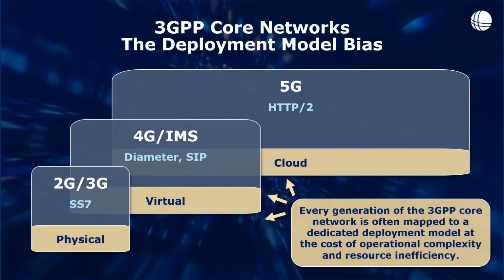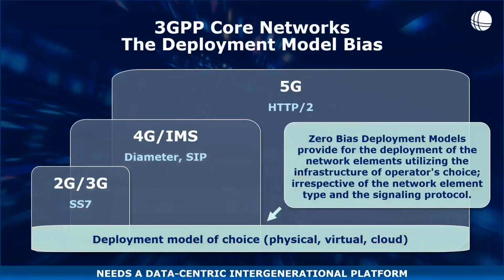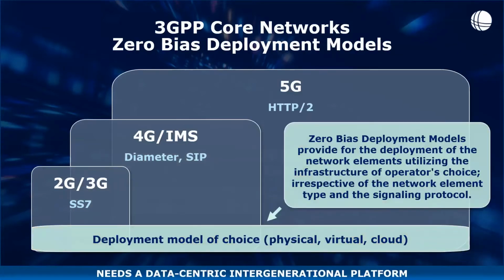Let's advance the slides. So we can continue hiding the different deployment silos under the management platform, or we may, and this is what Netnumber, the company I work for, is doing, use a platform that allows the network elements to run on the infrastructure of operator's choice. Such platform makes the network functions agnostic to the infrastructure type. I call it the zero bias deployment model.